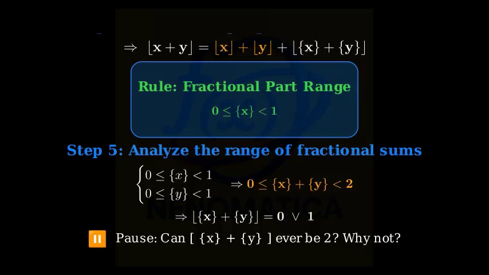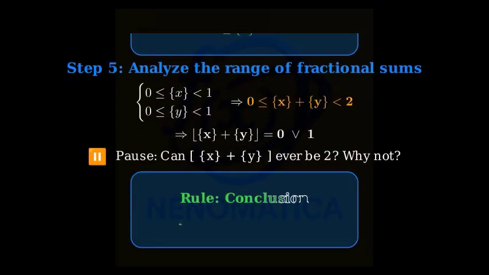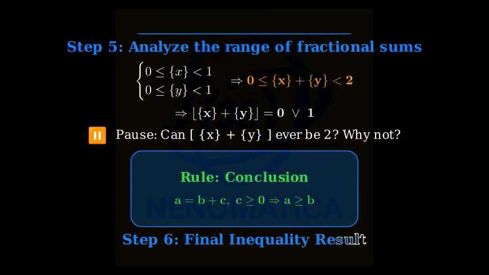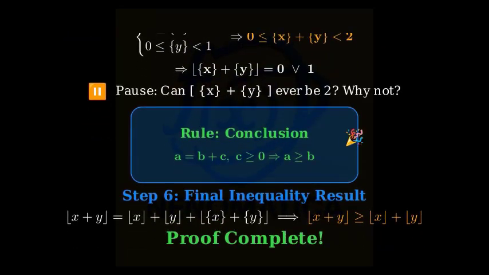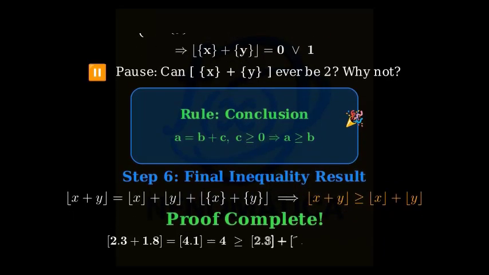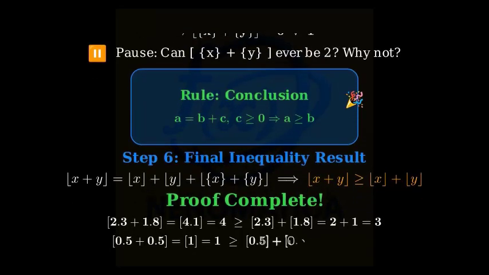Step 6. Conclude the inequality. If a equals b plus c, with c non-negative, then a is at least b. Since the floor of the fractional sum is 0 or 1, we have the floor of x plus y is at least the sum of the floors of x and y. This completes the proof. Let us verify with two quick numerical examples.